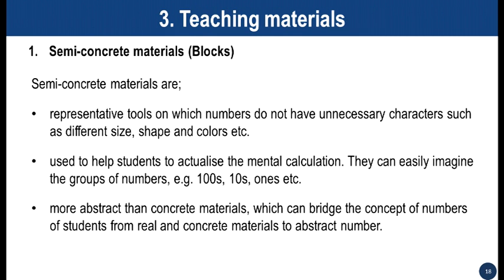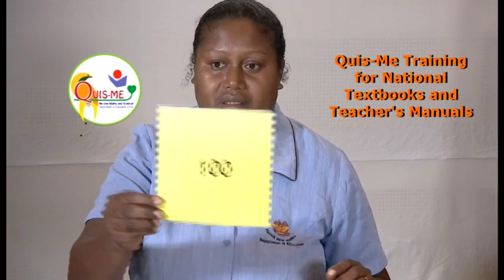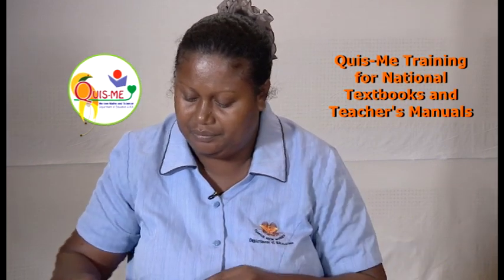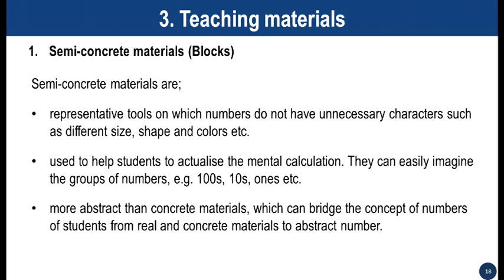Example, hundreds, tens, and ones. The materials are more abstract than concrete materials, which can bridge the concept of numbers of students from real and concrete materials to abstract numbers.